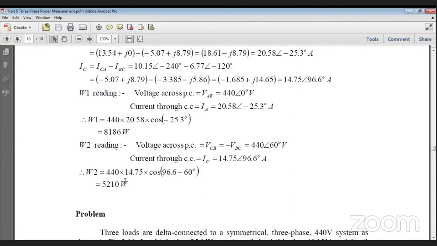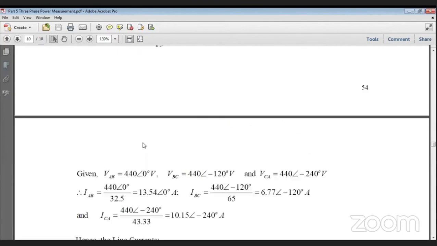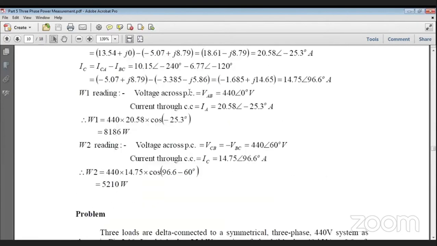First you solve the circuit, find out what the currents are. Then step by step take each wattmeter and write down what is the voltage across the PC, what is the current through the CC, and then take these individual quantities with the phase difference and calculate the power. You will never make a mistake if you go step by step. This is the same problem, but it is a delta.